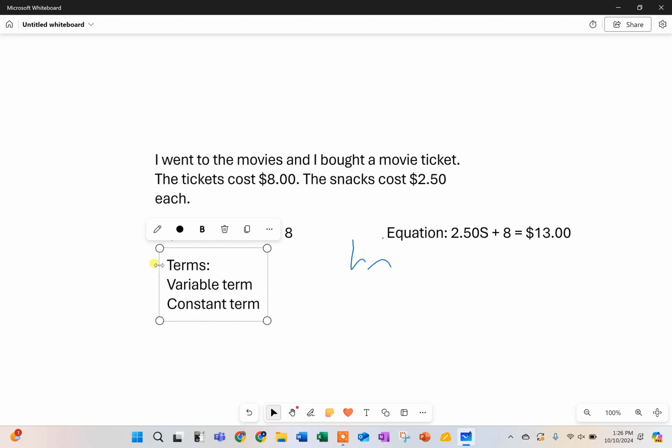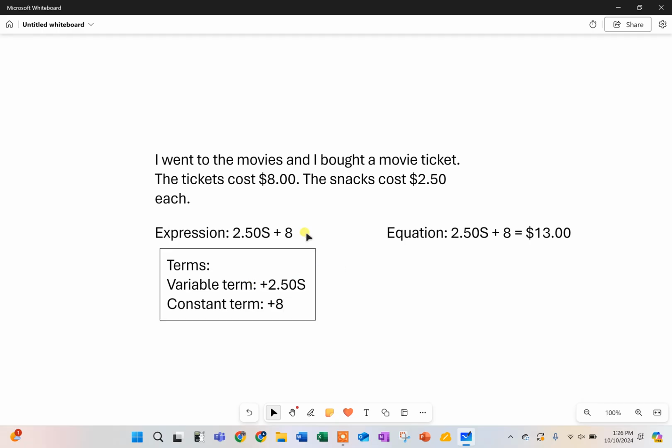My variable term in this case, although you can't see it because it's being silly, is the 2.50s. You know that because it has a variable. And I'm actually going to put a sign with it. The constant term is a positive 8. And the reason why it's a positive 8 is because 8 doesn't change. It's always going to be 8. So that's the variable term and the constant term. So this expression has two terms.